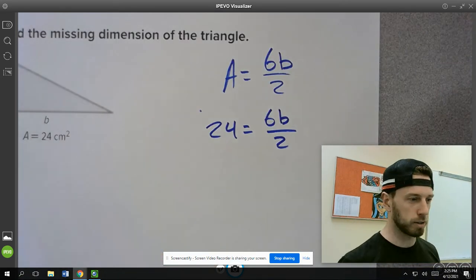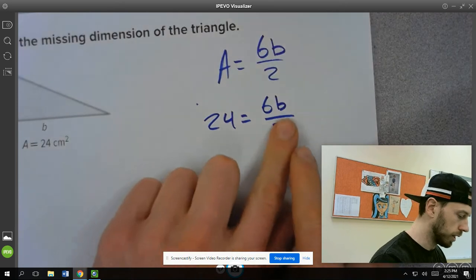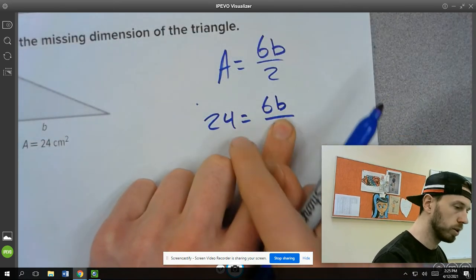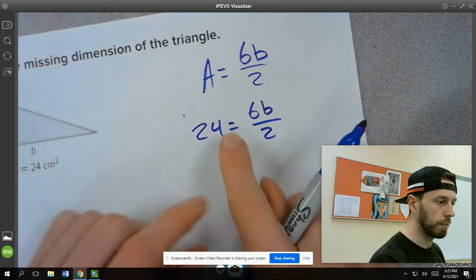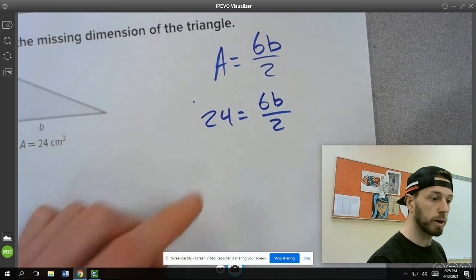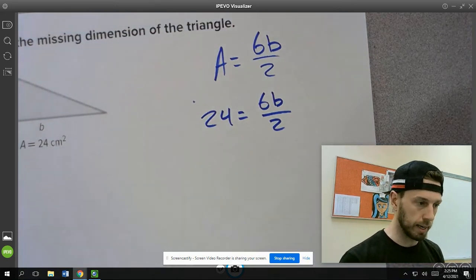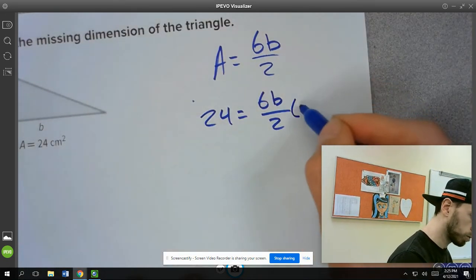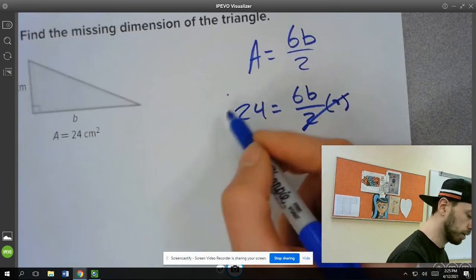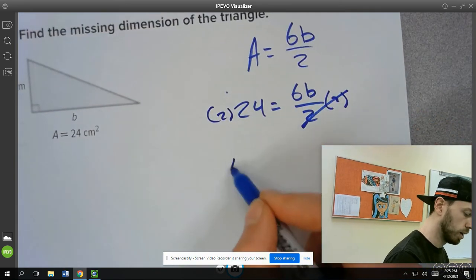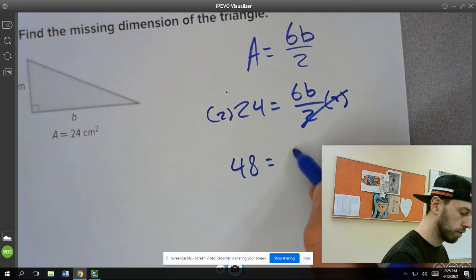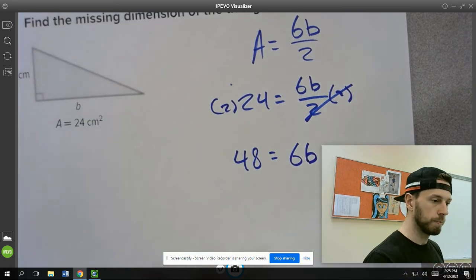We practiced a couple of these earlier in the year. They're kind of fun to do. But you need to think of something that you would divide by 2 to get 24. Well, what divided by 2 would give you 24? Well, we could work this back as a two-step equation technically. You would just multiply this side by 2. That would cancel out, so you multiply this side by 2. You would get 48. 48 equals 6b.